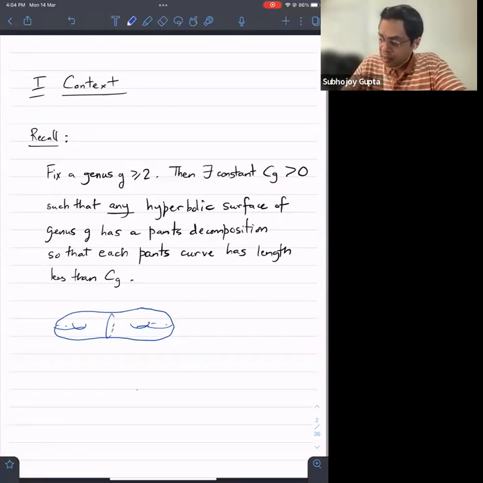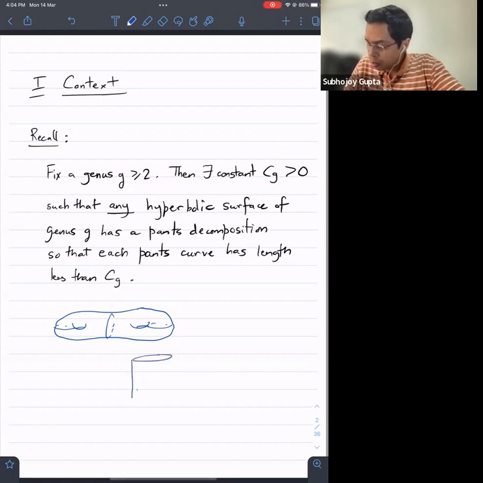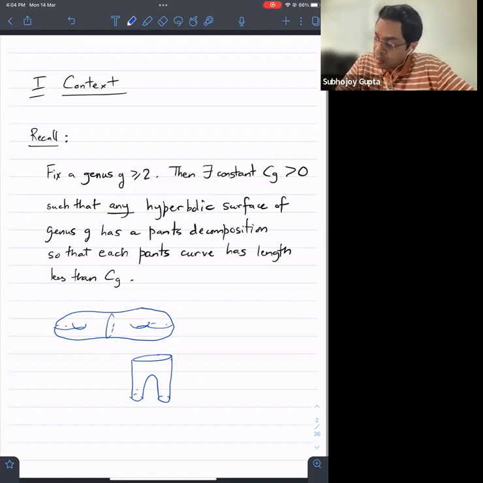So I've drawn a pants decomposition here. This genus 2 surface can be decomposed into 2 pairs of pants, and these curves that divide the surface are these pants curves. And each pants curve has length less than C_g. And this C_g is called the Bers constant. And this is an old result.